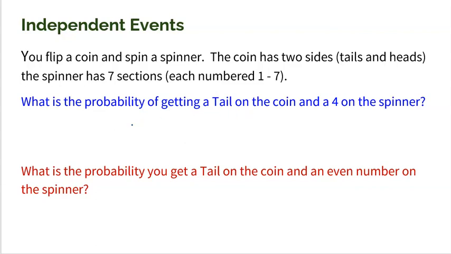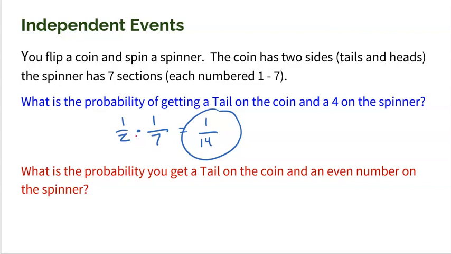So I need a tail on the coin, that's 1/2, duh. And then I need a 4 on the spinner. Well, one of the 7 sections is a 4. So the probability of me getting a tail and then a 4 on the spinner would be 1/2 for the tail, 1/7 for the 4, and that's 1 out of 14. Get a decimal if you want. How easy is that? Okay, next question.